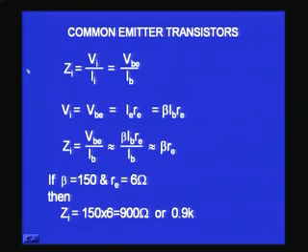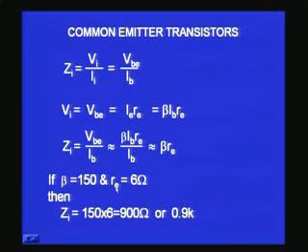Now what about ZI, the input resistance or input impedance? It is the voltage input divided by the current input II, which in this case is IB. So it is VBE, the voltage between the base and emitter, divided by IB, and VI is VBE, we know that. The input voltage is nothing but the voltage applied across the base emitter junction, VBE, that is IE into RE, and IE is beta times IB, so beta times IB RE. Therefore, ZI, the input impedance, is VBE by IB, which is beta times IB RE by IB, that is beta times RE.